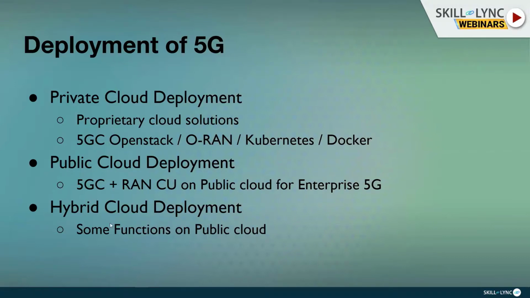Or you can also use the hybrid cloud deployment, where you can have some functionality on private cloud and some functionality on public cloud. Like you can split the UDM and put the unified data management layer into the public cloud, and use it for authentication and so on, and the rest of the deployment of your 5G core is in your private deployment.